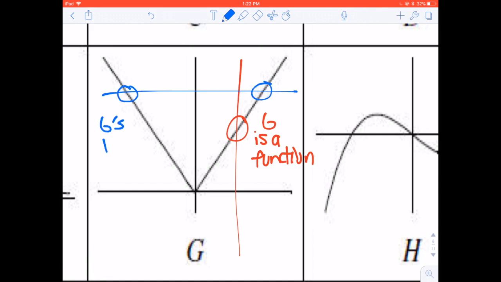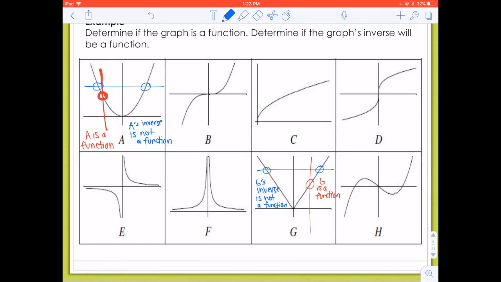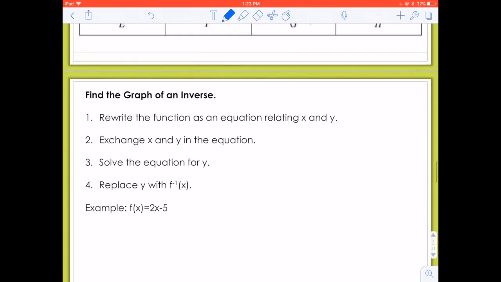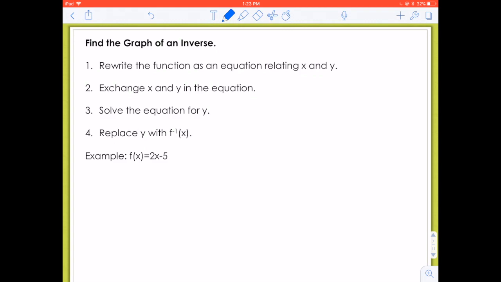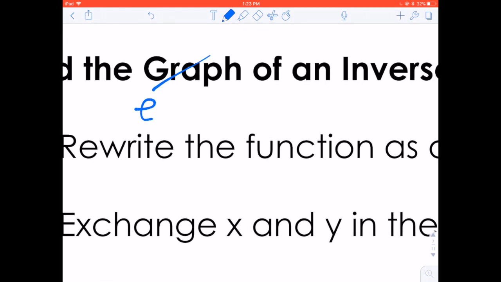So G's inverse is not a function. Okay, so that's all the horizontal and vertical line test says. Moving on, we will be asked to find the graph of an inverse or to find the equation of an inverse.